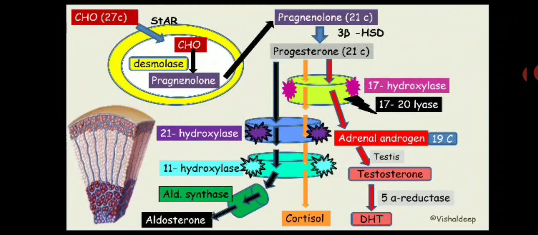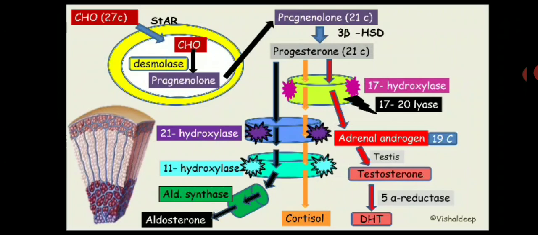Now just follow the orange arrow. First progesterone will enter the first hydroxylation, that is 17th hydroxylation. After getting 17th hydroxylation, it will hydroxylate at the 21st carbon, that is 21 hydroxylase. After hydroxylation of the 21st carbon, it will again hydroxylate at the 11th carbon, and we get our product, that is cortisol.